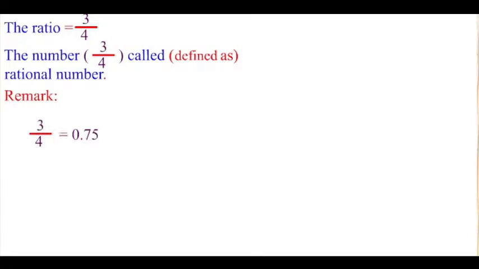Remark: 3/4 equals 0.75. So 0.75 is called a rational number. A rational number is a number that can be expressed in the form of a ratio.